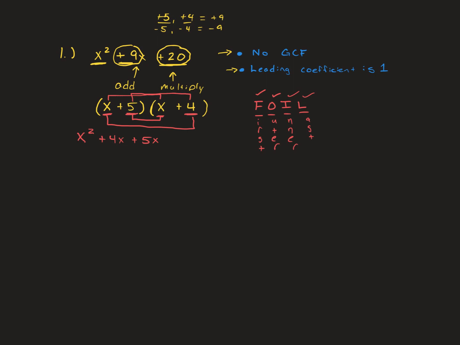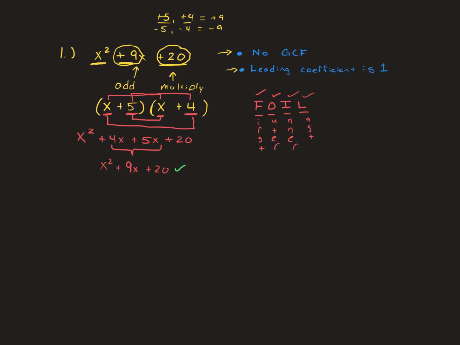5 times 4 gives me 20. Now there are 2 terms there that can be combined. We combine our like terms, 4x plus 5x. That will give me 9x when added together. So we end up with x squared plus 9x plus 20.